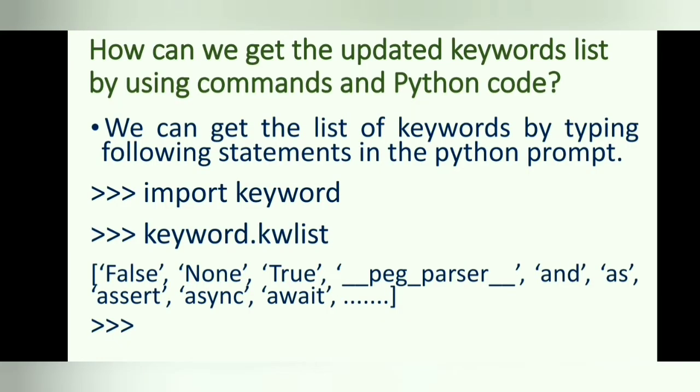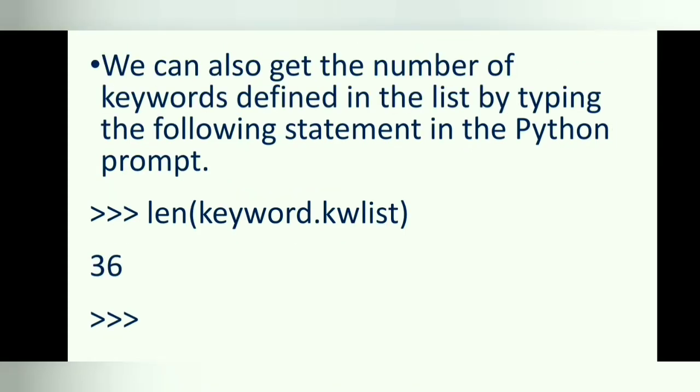How can we get the updated keyword list by using commands and Python code? We can get the list of keywords by typing the following statement in the Python prompt: import keyword, then keyword.kwlist. The list of keywords will be displayed on the screen. We can also get the number of keywords defined in the list by using the following statement: len(keyword.kwlist). The number will be displayed on the screen.